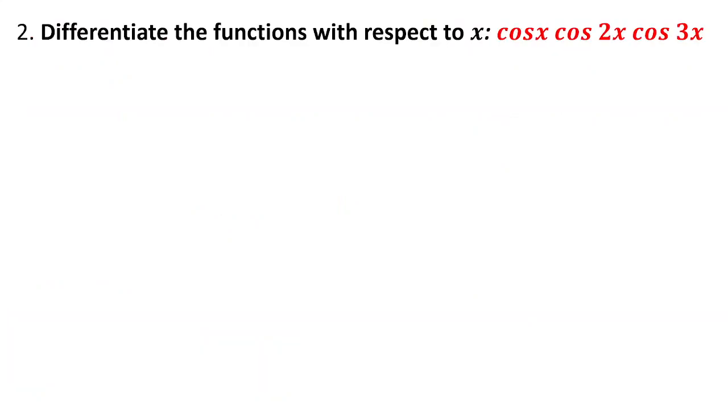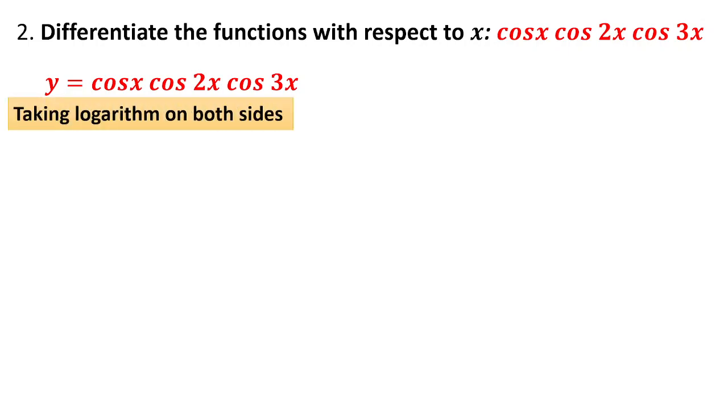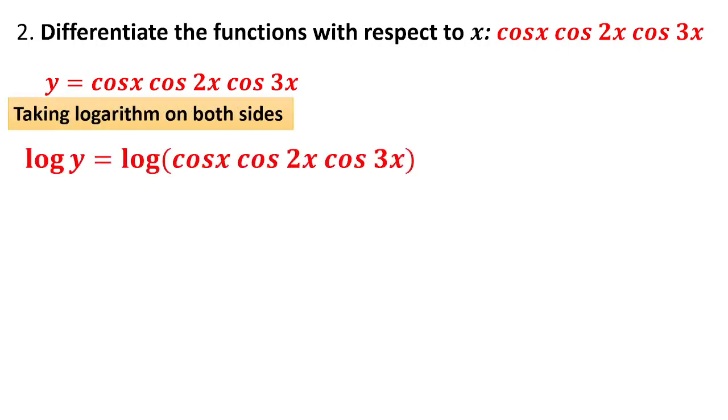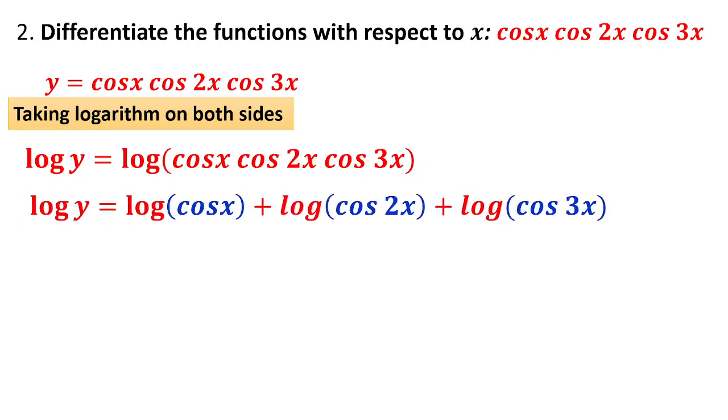This is a product of trigonometric functions. This problem can be done by writing the product in terms of sum like that. But if you use logarithm, this problem will be very, very simple. I will take y as product of the 3 trigonometric functions. I will take logarithm on both sides. Log of cos x, cos 2x and cos 3x. Therefore, it will be log of cos x plus log of cos 2x plus log of cos 3x.